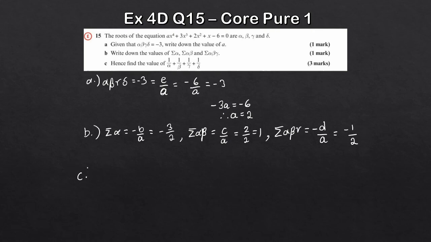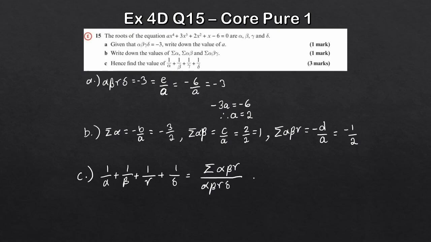And then for part C, just a little one. I want to find the value of 1 over alpha plus 1 over beta plus 1 over gamma plus 1 over delta. Normally there's quite a bit of work to this, but it's quite nice for this one because we've got sigma alpha beta gamma. And remember, if you want 1 over alpha plus 1 over beta plus 1 over gamma plus 1 over delta, we could just write this as the sum here of alpha beta gamma divided by alpha beta gamma delta here. Okay, so we know what each one of these is worth. Alpha beta gamma, the sum here, that's minus a half.